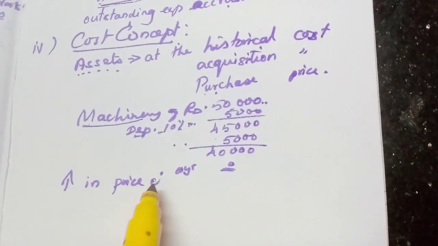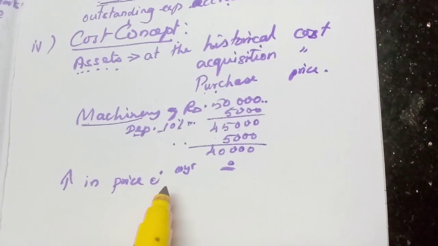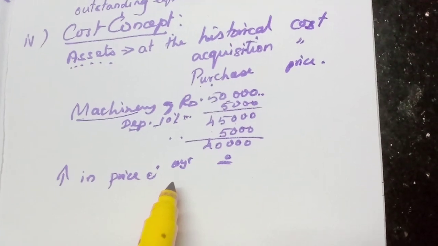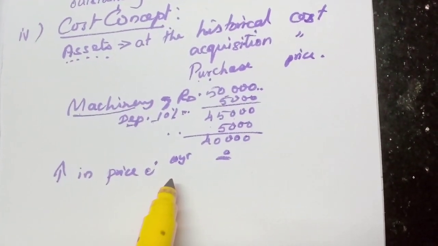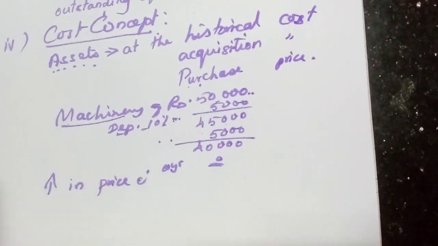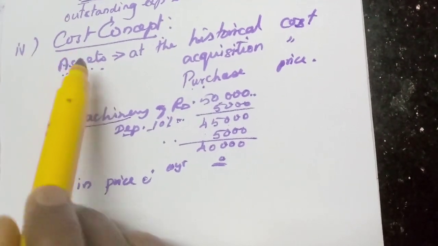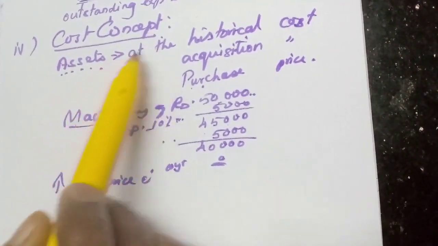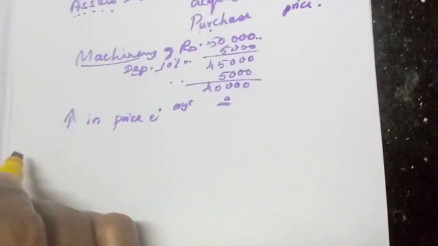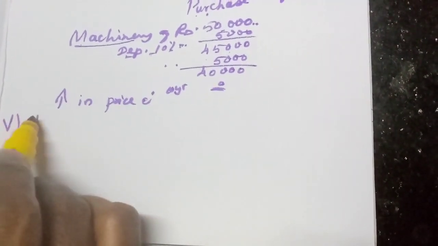Then, some assets, like human resources, which are also considered as assets, cannot be considered at historical cost. Okay, so all these are the limitations of this cost concept. I think you might have understood. All the assets are recorded in the books of accounts at their historical cost. That's all. Now the fifth one is dual aspect concept.